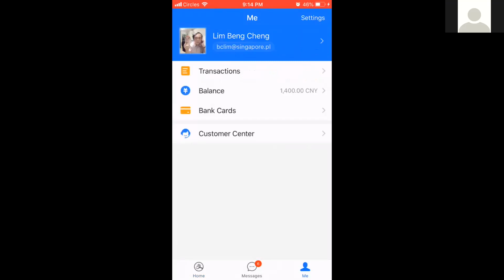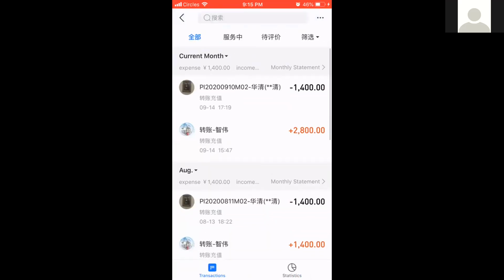Oh, you have 1,400 CNY, that is China yuan. Bank card I don't have. That's all, this is the only thing. Then I can look at the transaction. Then I can see what I bought and all these things. See, I asked people to transfer to me. Then I get the money.